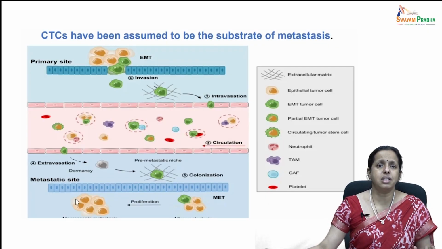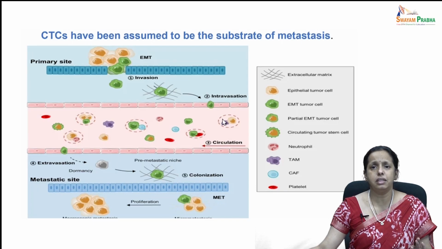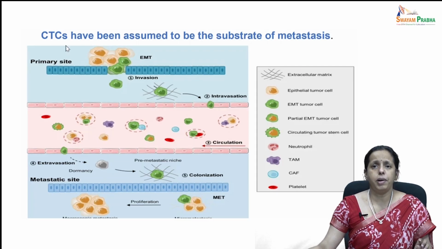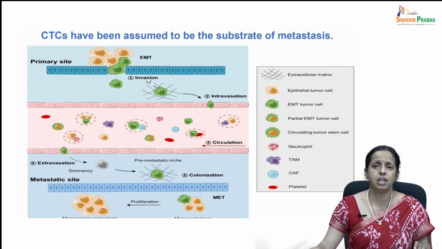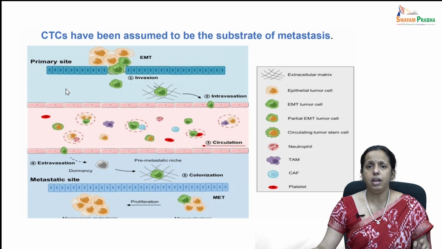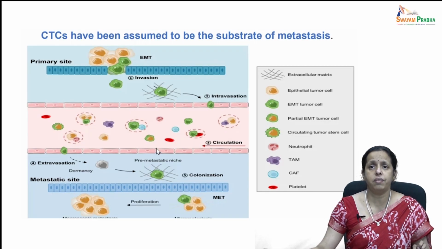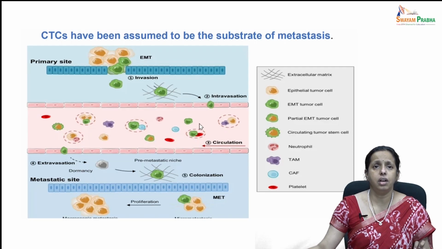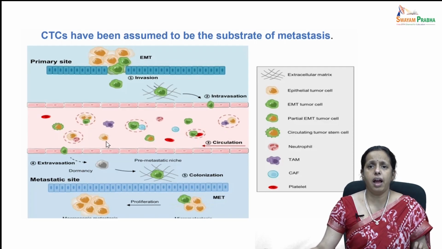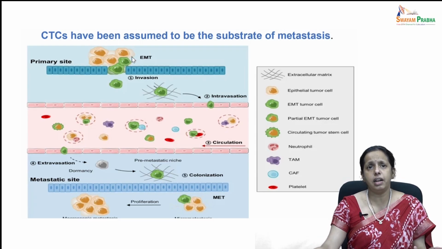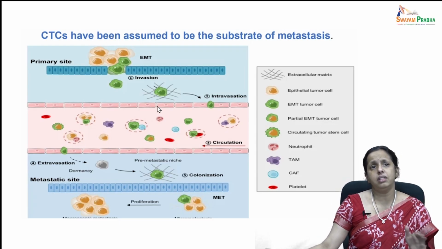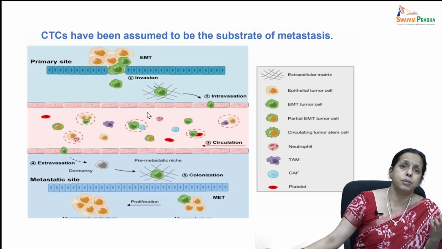So this is again just a simple summary of what I have mentioned. The complex metastatic process, as we have always discussed right from the beginning, includes tumor cell invasion at your primary site, then intravasation into the circulation, then survival in the circulation as your CTCs. So why am I talking so much in detail about this? Because they are usually assumed to be the substrate of metastasis.